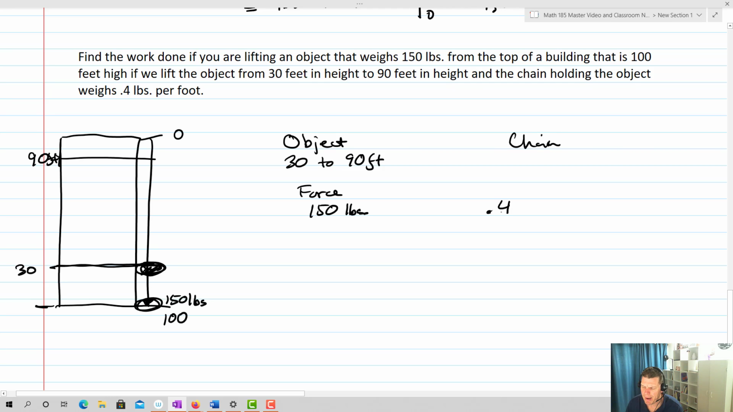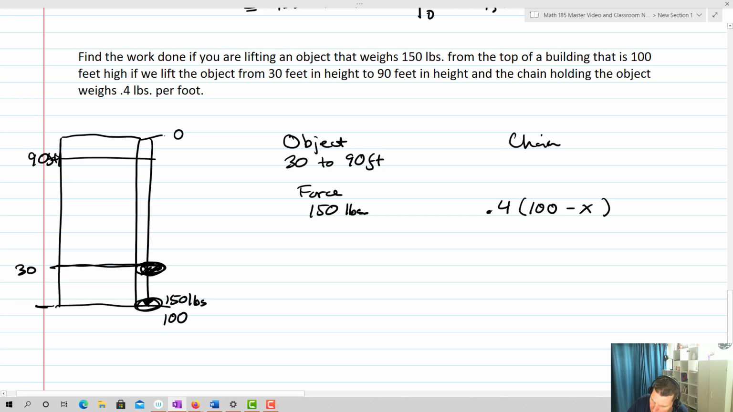That's the number of pounds per foot, and then what we're going to do is multiply that by the distance that the chain has to actually move up to the top of the building. So that's actually going to be 100 minus x.